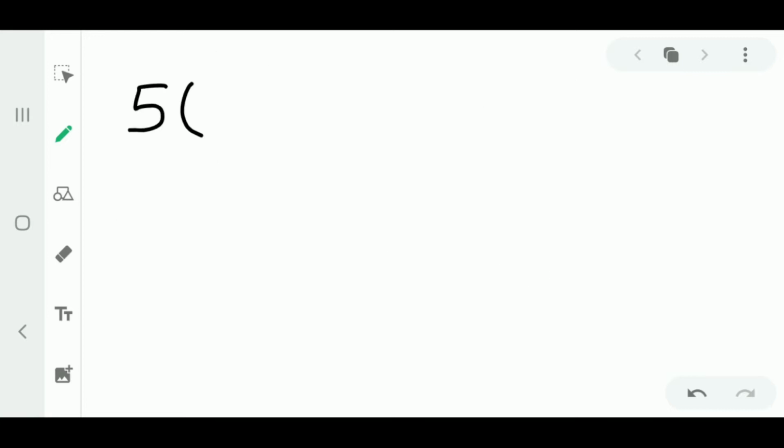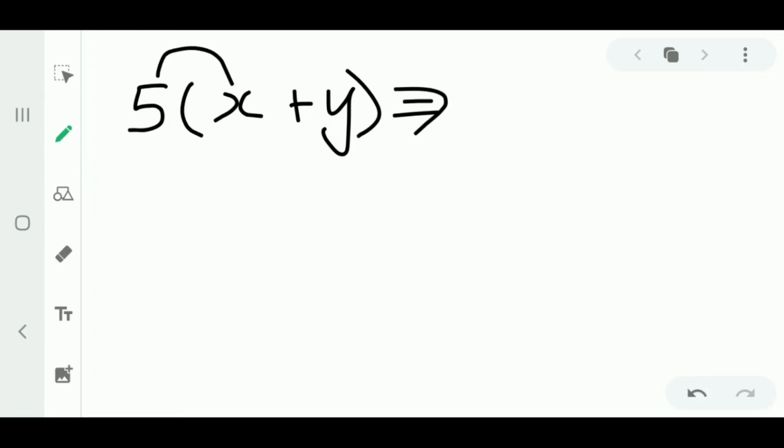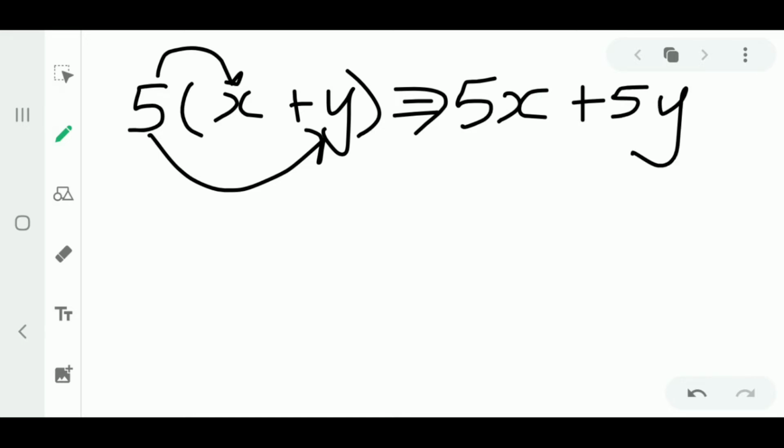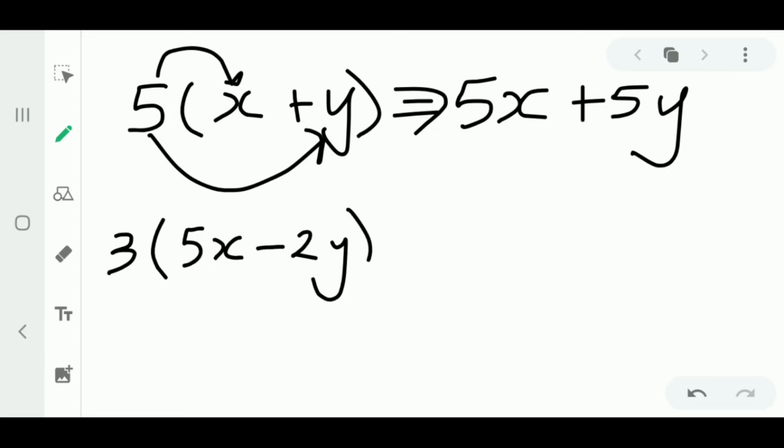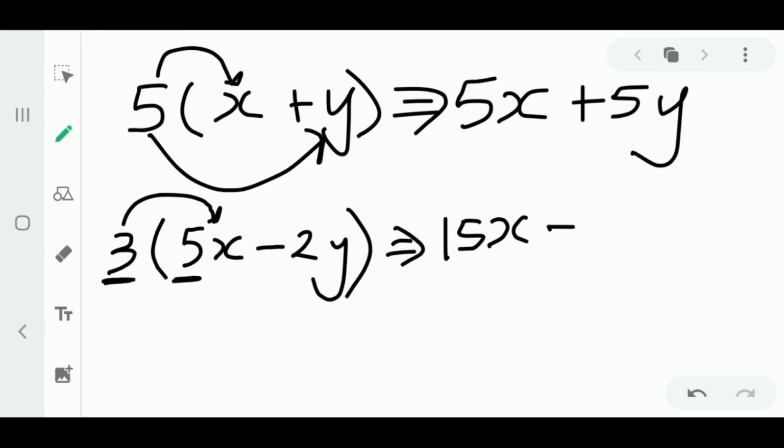We have 5 times (x plus y). That would give us 5 times x and 5 times y. So it is 5x, we pay attention to the sign, 5y. Let's say we have 3 times (5x minus 2y). We multiply the numbers, remember the coefficients, so 3 times 5 gives you 15, and you have the x, the sign, then you have 3 times 2, which is 6y here.